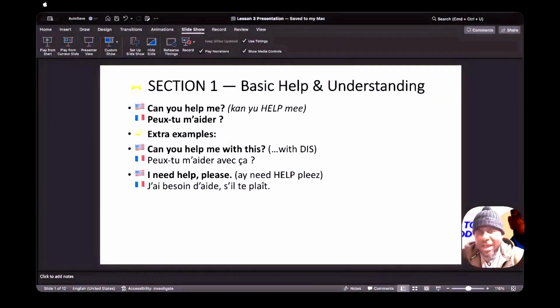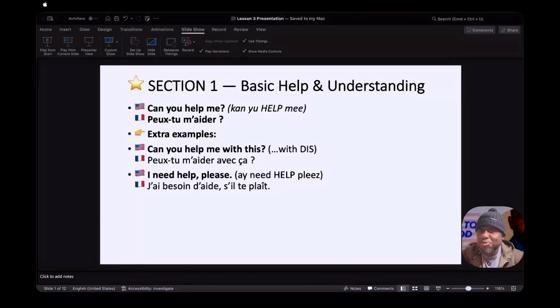Avez-vous des difficultés à poser des questions en anglais? Do you have any difficulties asking questions in English? Eh bien, dans cette leçon, je vais vous apprendre à poser des questions simples et utiles en anglais. In this lesson, I am going to teach you how to ask some simple and useful questions in English.